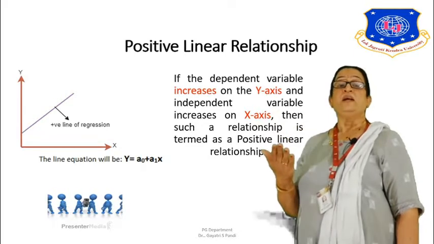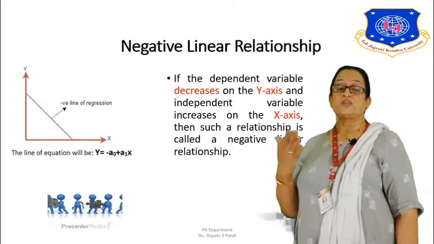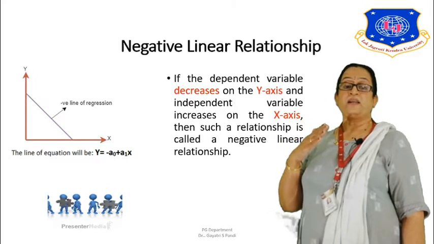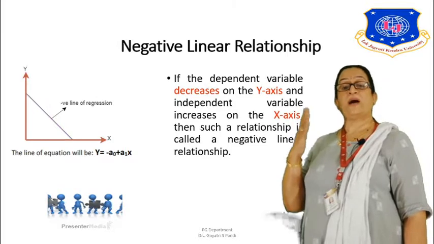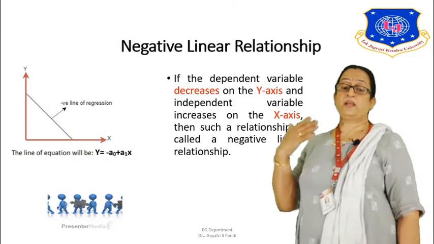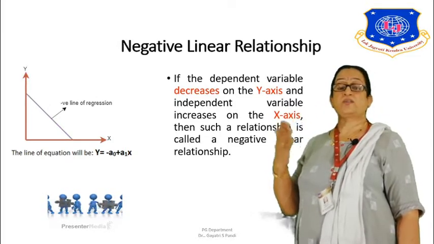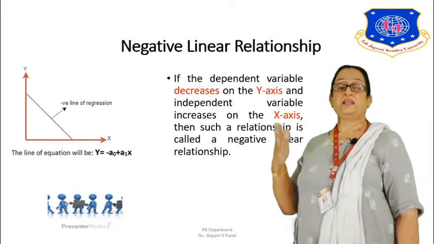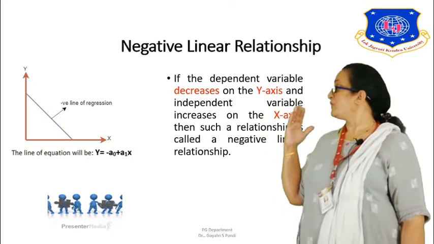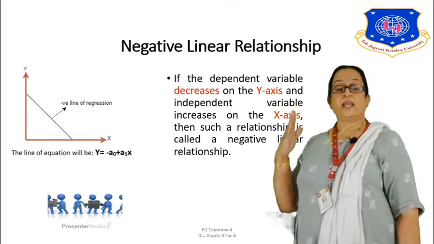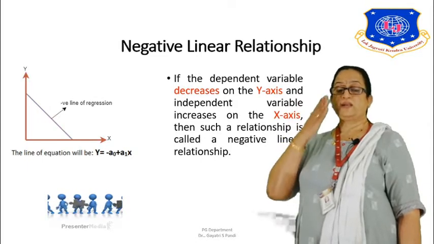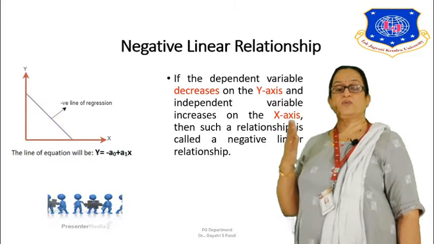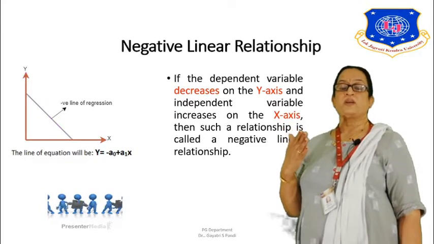Similarly, we have negative linear relationship. Here you can see you have the y-axis and the x-axis, and if the dependent variable decreases on the y-axis and the independent variable decreases on the x-axis, then such a relationship is termed as negative linear relationship. Here the equation is y is equal to a0 plus a1 x. Right? So the line is trying to show a negative line of regression. So it is termed as negative linear regression.